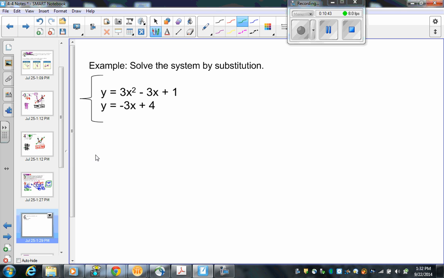So how about you hit pause and try using the substitution method to solve this system of equations. Remember, since they're both equal to y, all you have to do is set the two equations equal to one another.